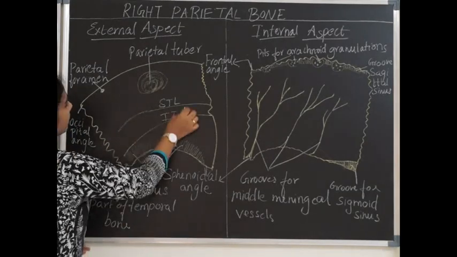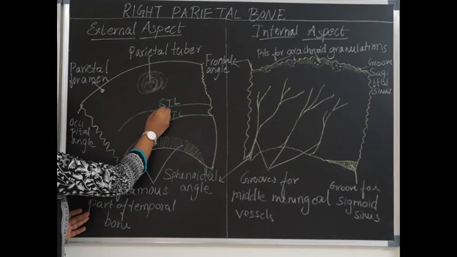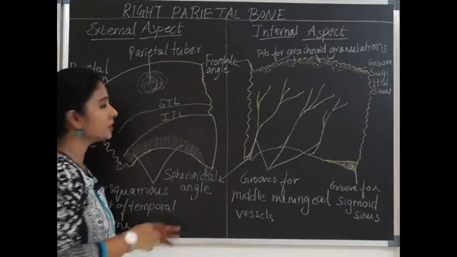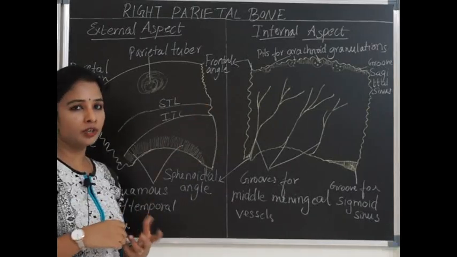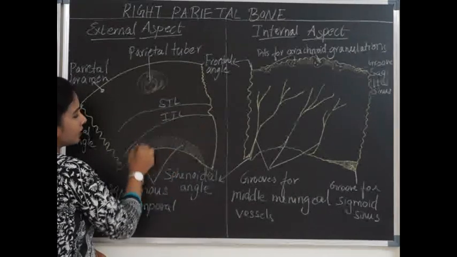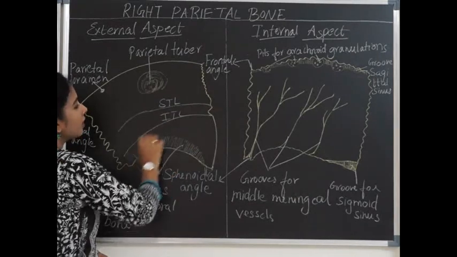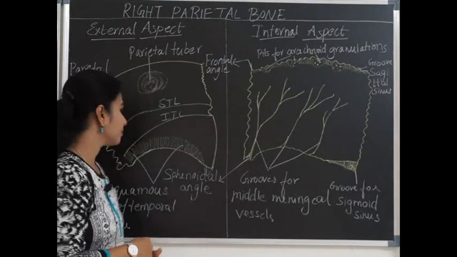Over the external surface, we identify two lines called the superior temporal line and the inferior temporal line. The superior temporal line gives attachment to the temporal fascia, and below the inferior temporal line the depression is called the temporal fossa, which gives origin to the temporalis muscle.